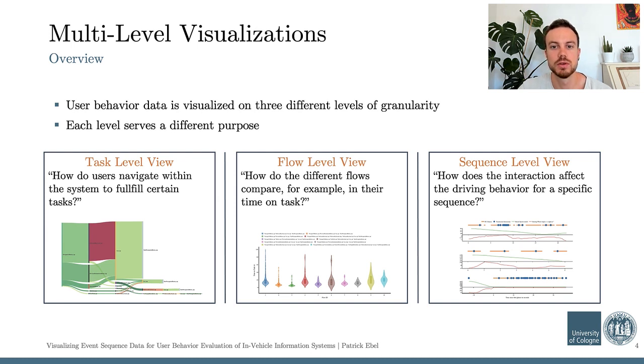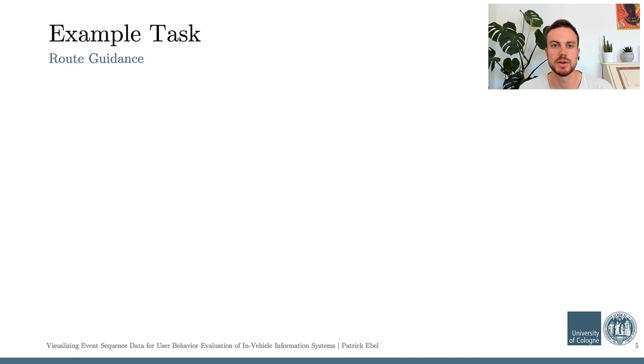The flow level view provides a quantitative comparison of different flows based on a chosen metric. And finally, the sequence level view enables UX experts to analyze certain sequences regarding the interrelation between touch interactions, glance behavior, and driving parameters. To better understand the visualizations I will introduce in the following, we will use the route guidance task as an example.